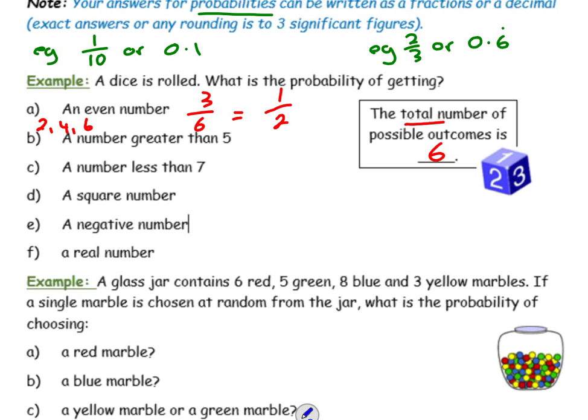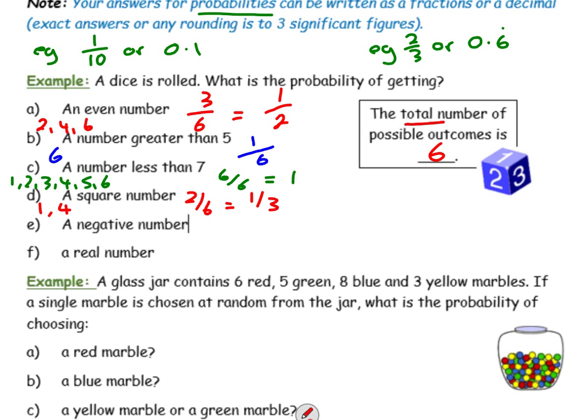A number greater than 5, there's only one option, which is 6. So it's just 1 in 6 for that. A number greater than 5 doesn't include the number 5. A number less than 7, you've got 6 options there. So it's going to be 6 out of 6, and 6 out of 6 simplifies to the number 1, because 6 divided by 6 is 1. A square number on a dice: the square numbers are 1, because 1 squared is 1, and 4, because 2 squared is 4. So you've got a 2 in 6 chance, which simplifies to 1/3. You can divide the top and bottom by 2.